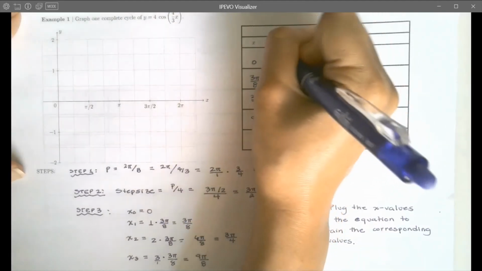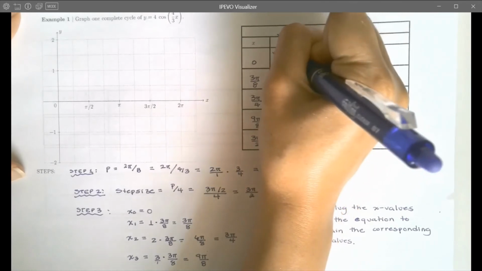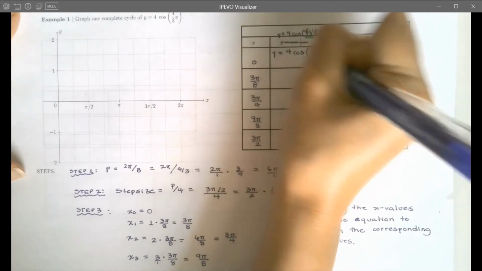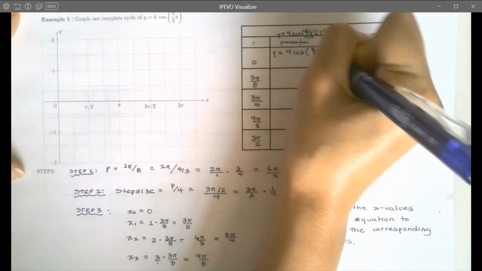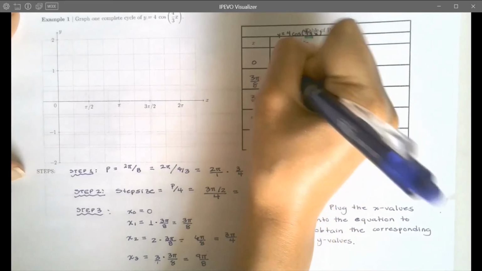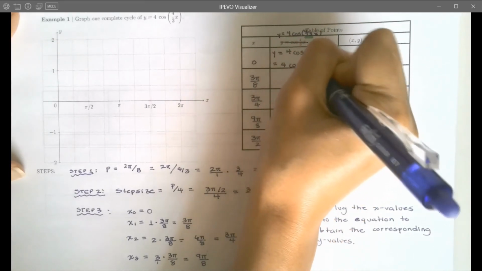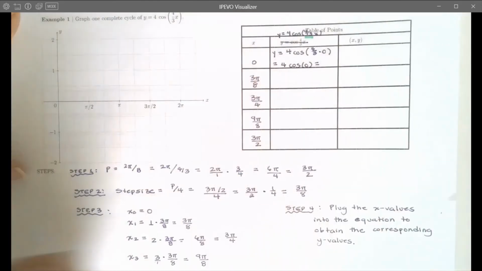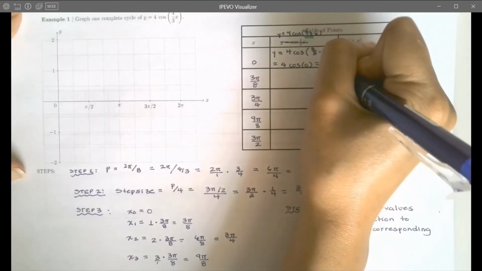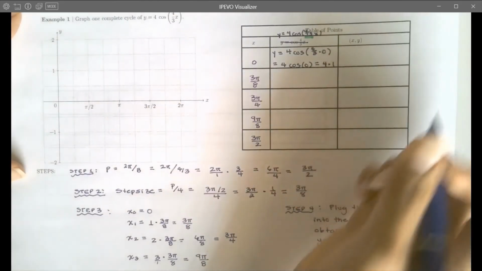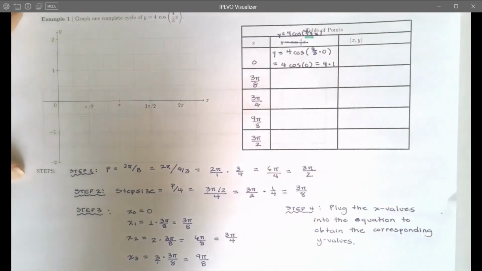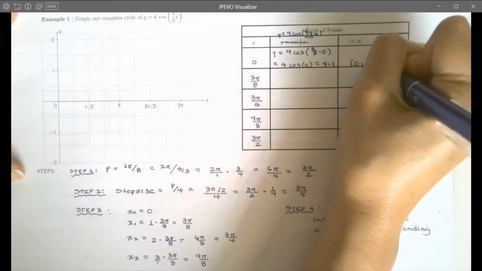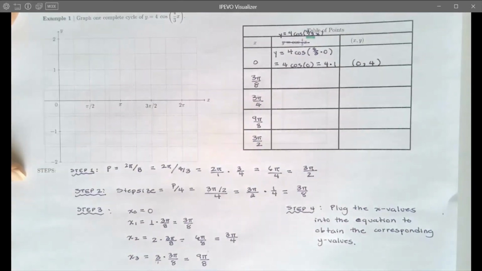Okay, so for the first one, we're going to have y equals 4 times cosine of 4 over 3 times 0. That is 4 times cosine of 0. And cosine of 0 is simply 1. So we're going to get 4 times 1. Okay, so that's just 4. That means the first point would be (0, 4).